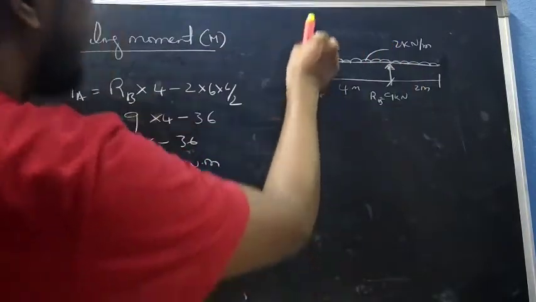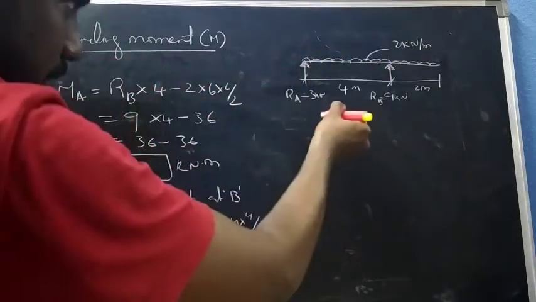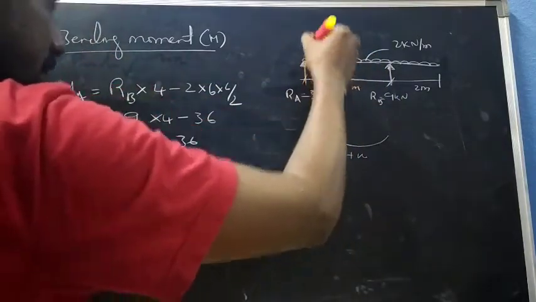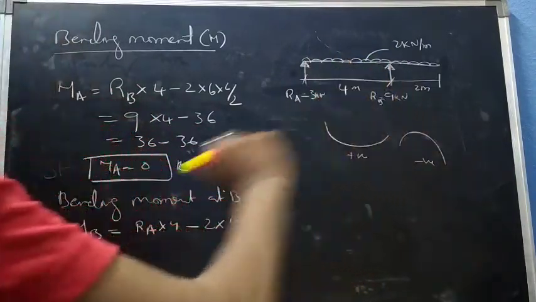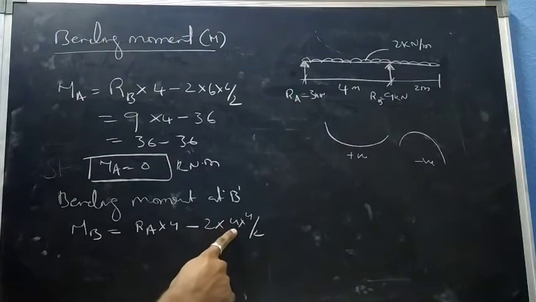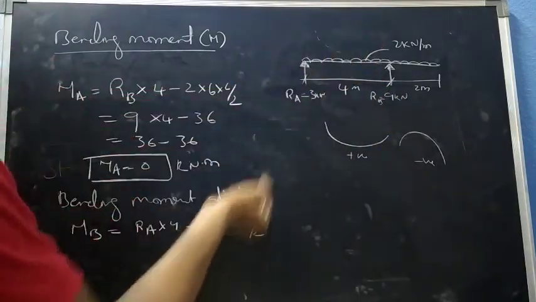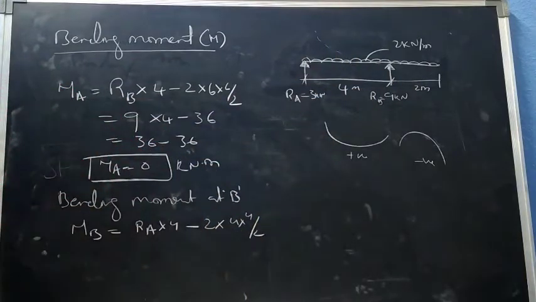It will make the beam sag like this. We take sagging as positive. If the load makes the beam bend downward like this, we take it as negative. So 2 into 4, that is the perpendicular distance 4, and the maximum bending moment is at the middle of this span length 4, which will be 4 by 2.